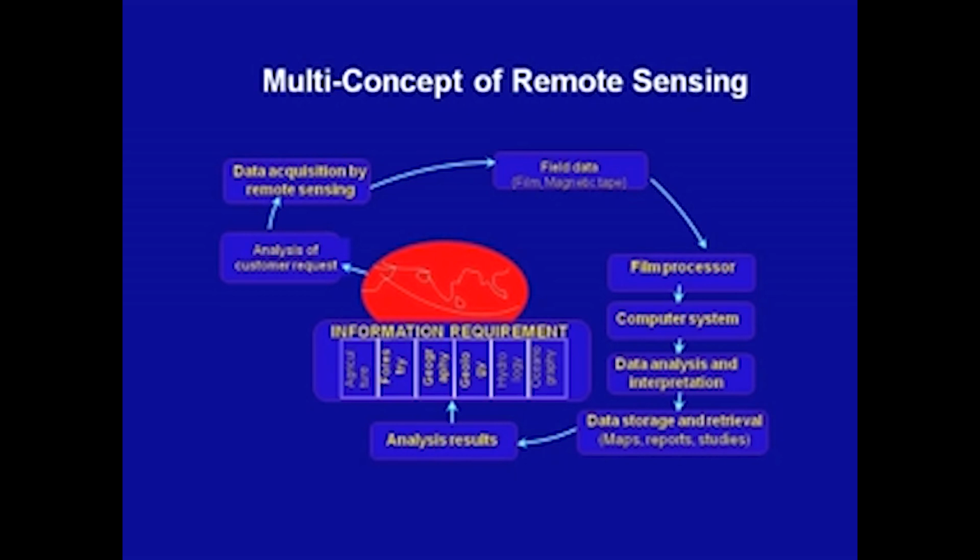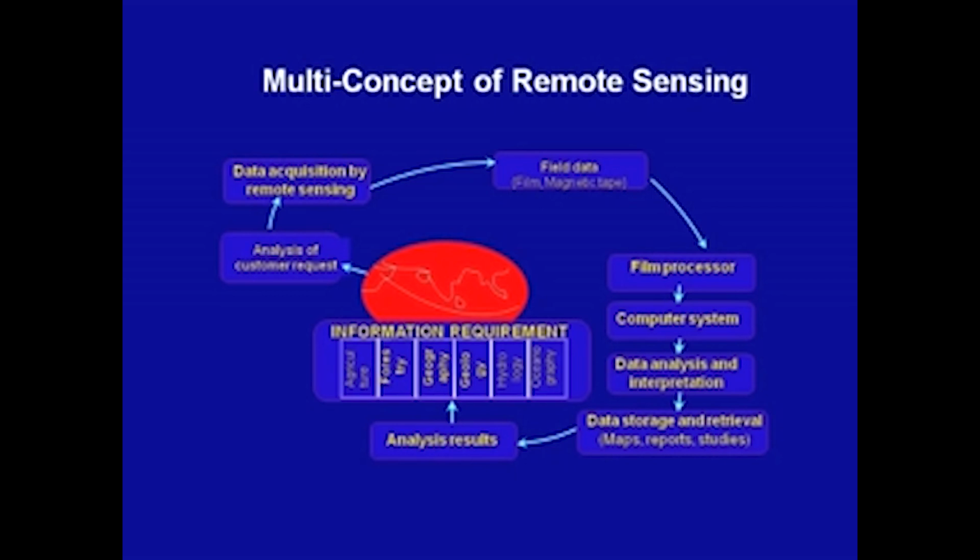The data can be converted through a film processor and also analyzed by a computer system if it is in digital form. The data analysis and interpretation process could be both visual and digital, and the subsequently analyzed data could be stored and placed in the form of maps, reports and studies, which will help us in analyzing the type of results that a user wants, whether related to agriculture, forestry, geography, geology, hydrology, oceanography and other areas.